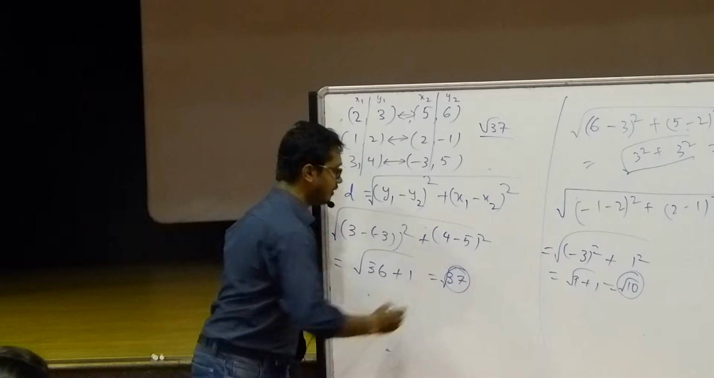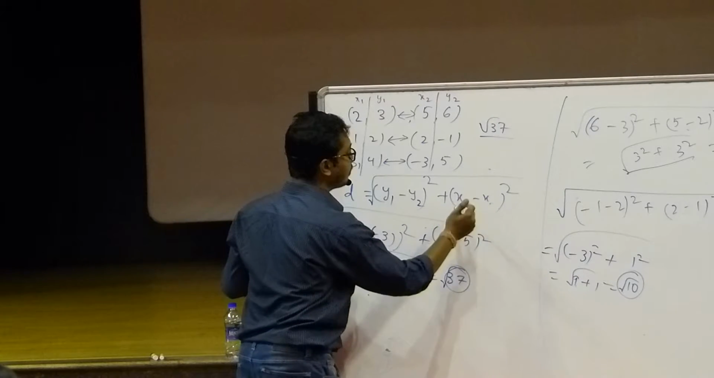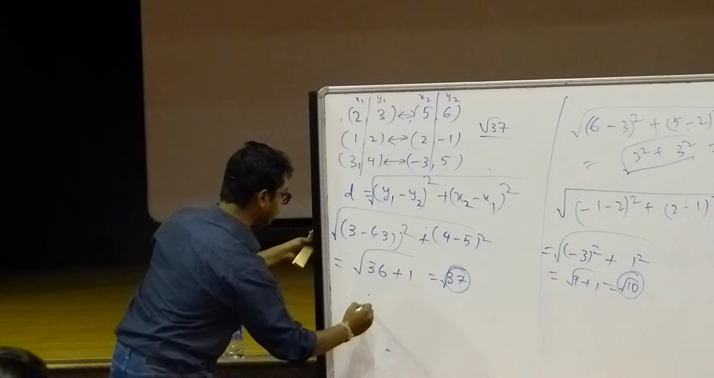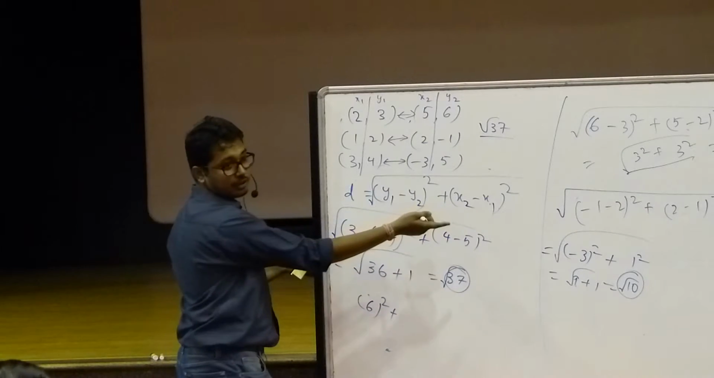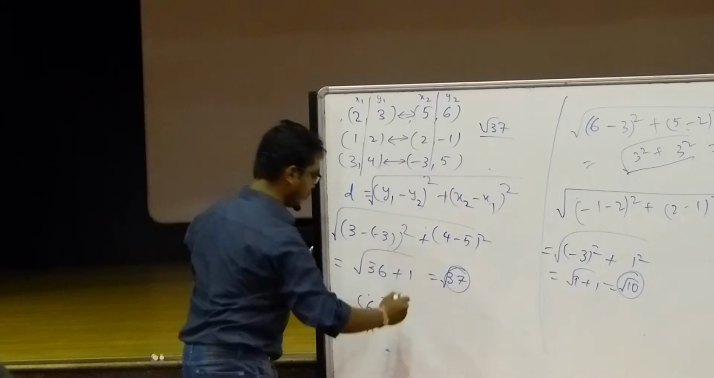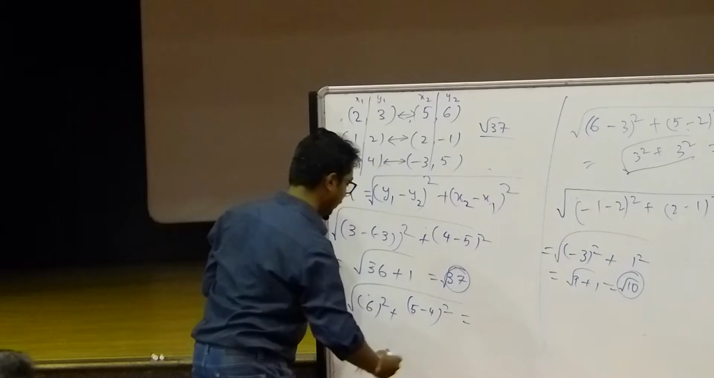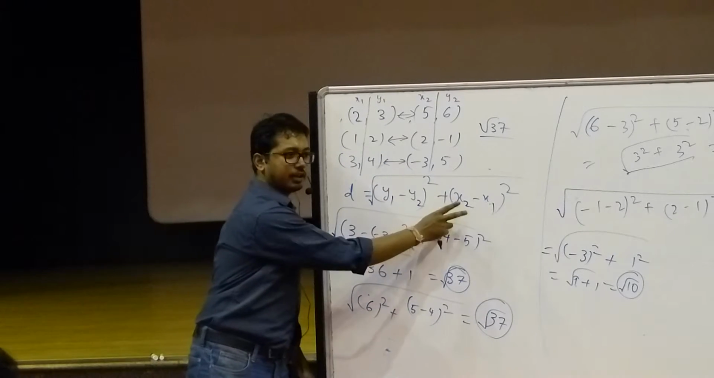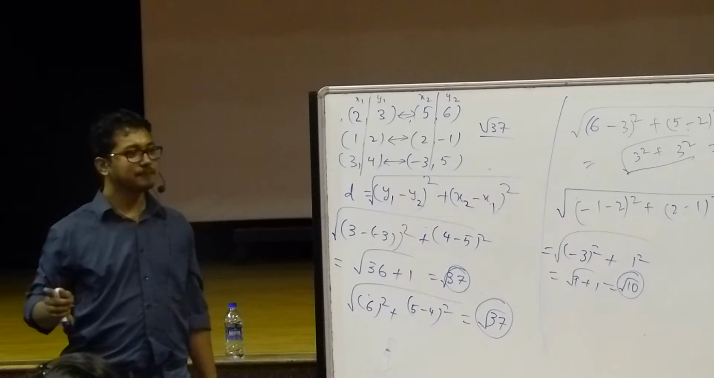Root of 37. Can we do it the other way? Guys, let's exchange only one of them. Let's see. What is y1 minus y2? 3 minus minus 3, which is again 6 square plus x2 minus x1. What is x2? 5. x1 is 4. 5 minus 4 square is equal to. So basically it doesn't matter if you interchange. Why? Who can answer it? Because the squares are negative.